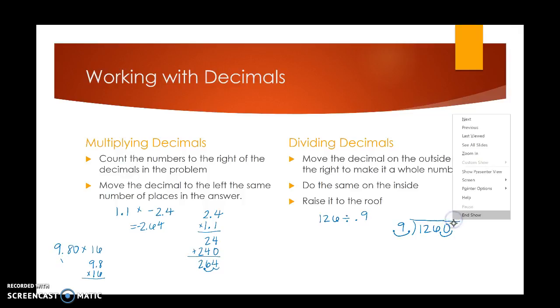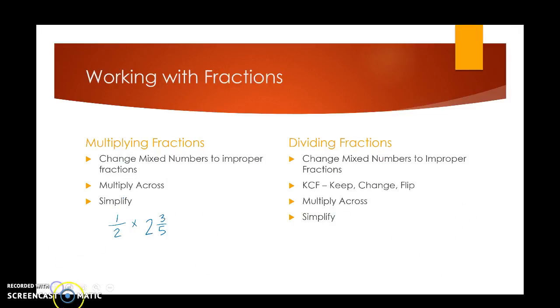Then I'm going to divide normally. So 9 goes into 12 one time. 12 minus 9 is 3. Bring down the 6, 36. 9 times 4 is 36. But I need to fill in to get to my decimal, so I'm going to put a 0.